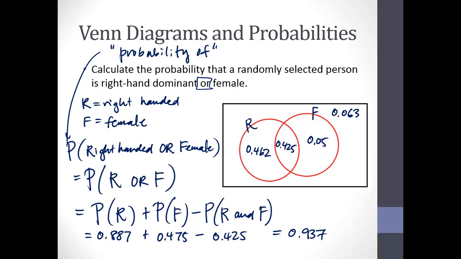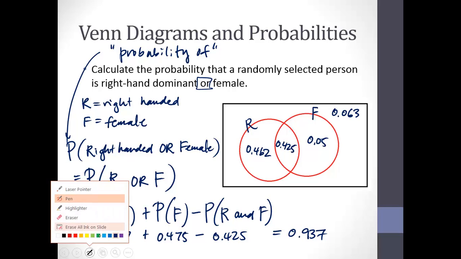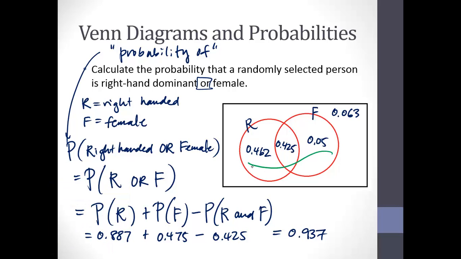So again, this is sort of my general way. But if I want to use my Venn diagram here, also note that I could just add up these three numbers, and that would be the exact same thing. So if you go about making the Venn diagram, again, I want people who are right-handed or female. I can just add up everyone that's inside those two circles. So maybe just a quick question is why do I subtract off the probability of being right-handed and female, excuse me.